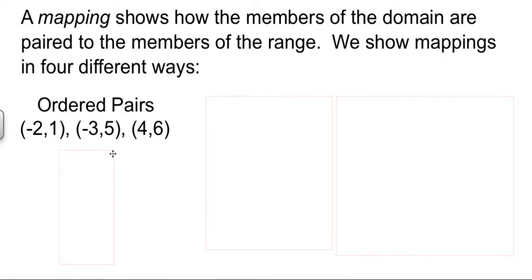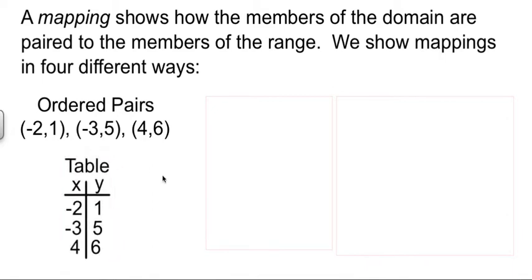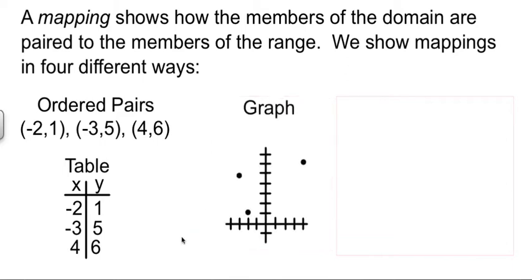A second way you've also done before, just a table. -2 is still paired with 1, -3 is paired with 5, 4 is paired with 6. Our third way you've also done before, you've made a graph. -3 is still paired with 5, -2 is paired with 1, and 4 is paired with 6.